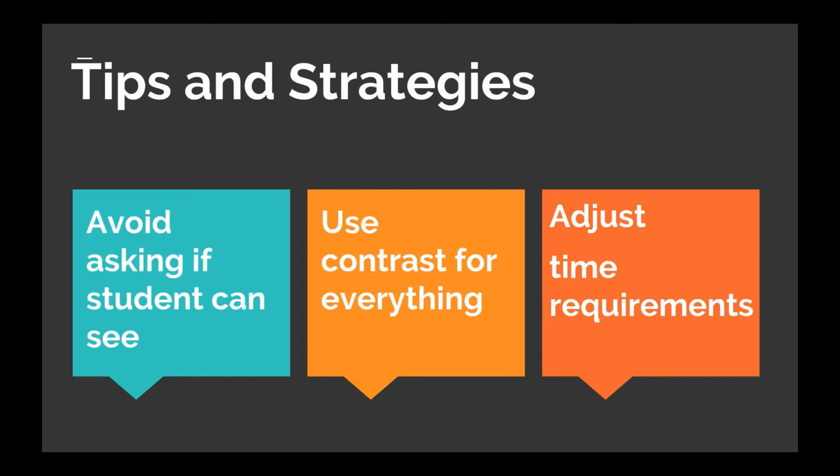Okay. Also, you can avoid asking a student if they can see. Instead of saying, "Can you see this?" you can say, "Can you find this?" or "Can you describe this?" Whatever it is. Also, use big, bold colors and contrast for everything in the student's environment.